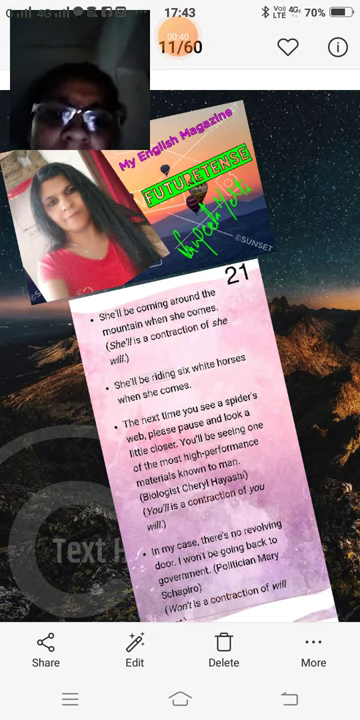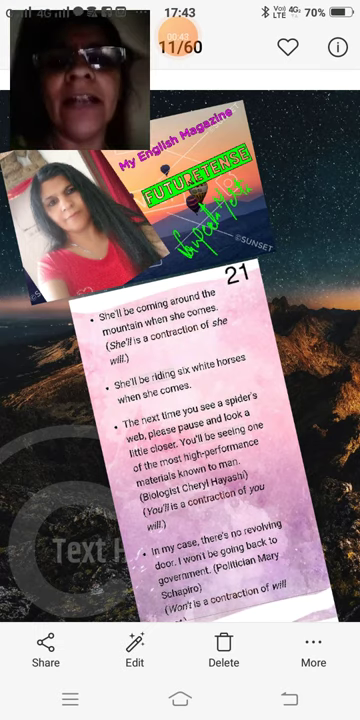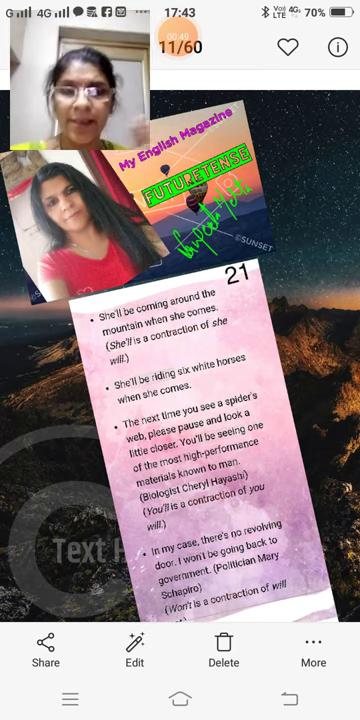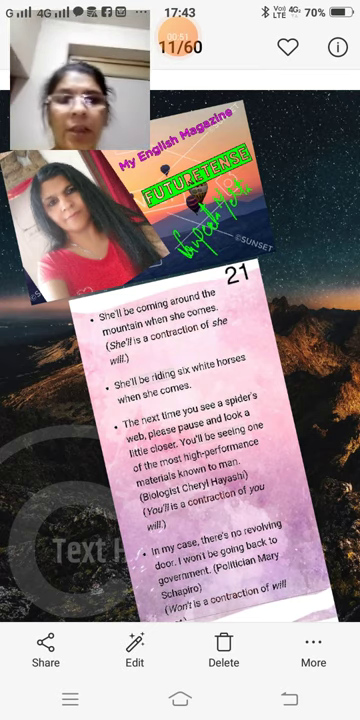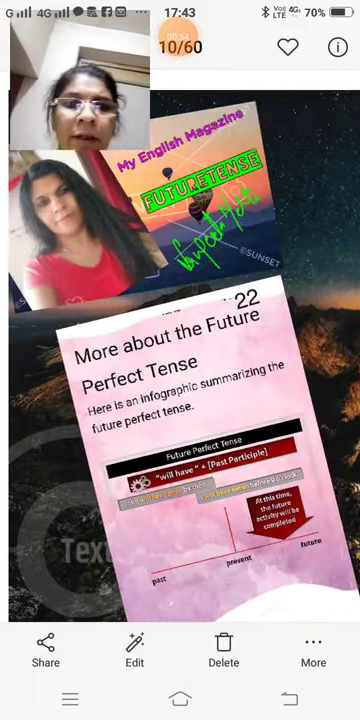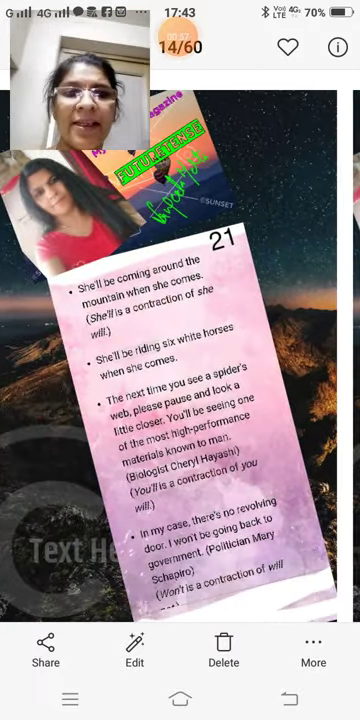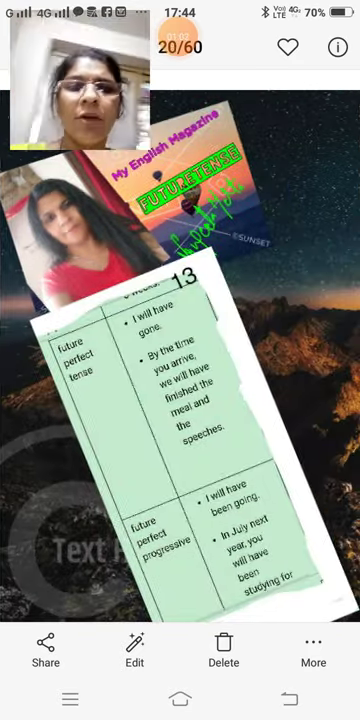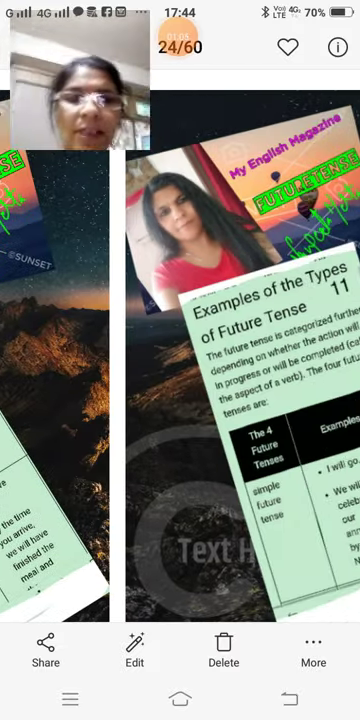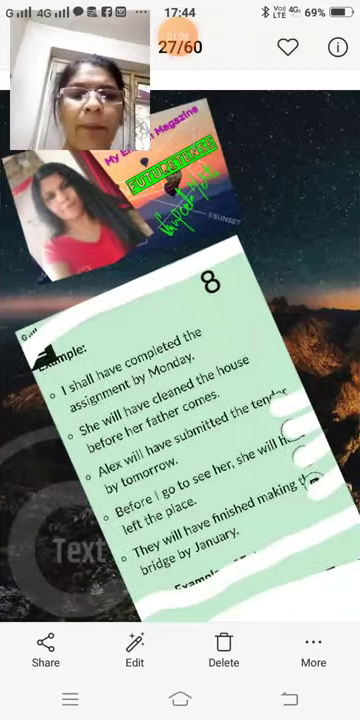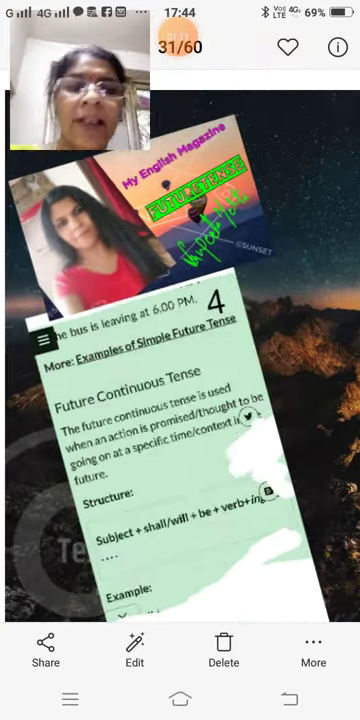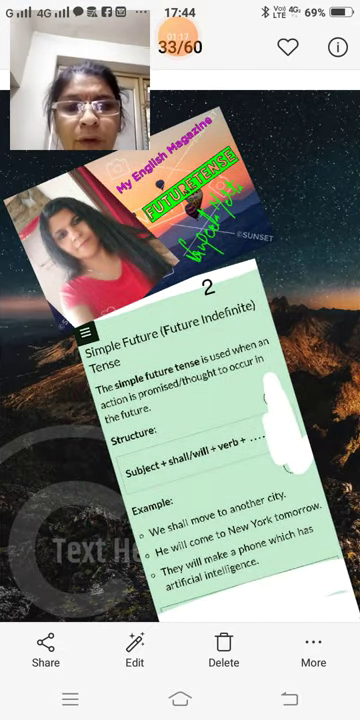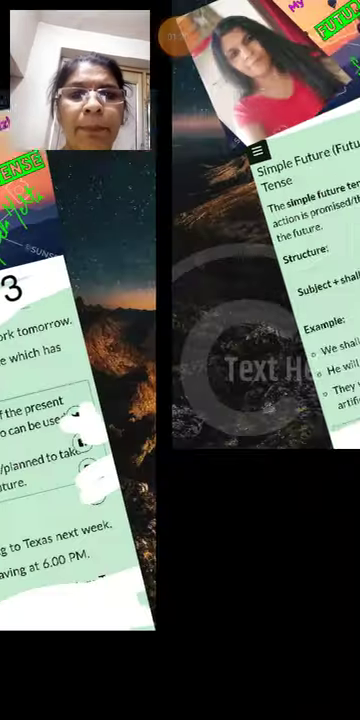Future tense deals with the verbs shall and will, and the first form of the verb is always used in this tense. Now I explain to you with the help of my English magazine. This is the name of my magazine and it is the title of the magazine, and the subtitle is future tense. What is the future tense? I explain to you about the future tense and how it is used in sentence making. First of all, I explain to you simple future tense.